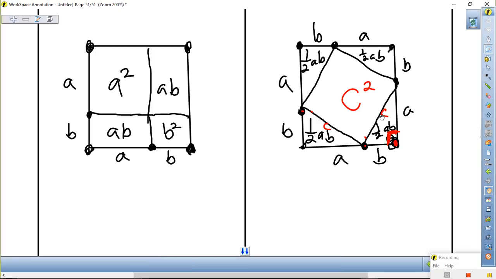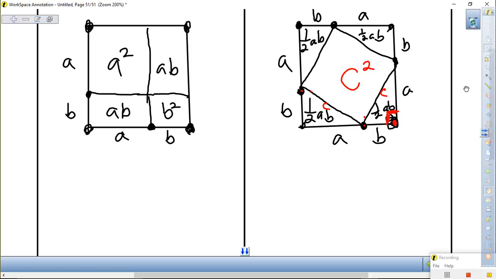Okay, if this is a triangle, this is A and B, what is this side right here? C. A, B, C. Squared, B squared, and C squared. That's the Pythagorean Theorem. Right now, I'm just labeling the sides. Okay. Alright, here we go.